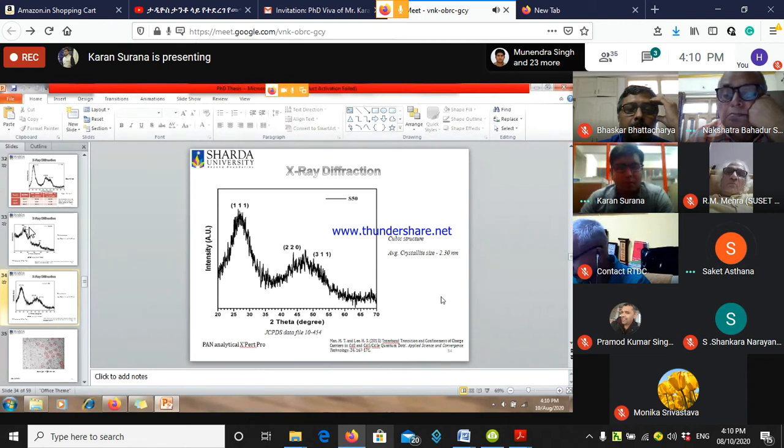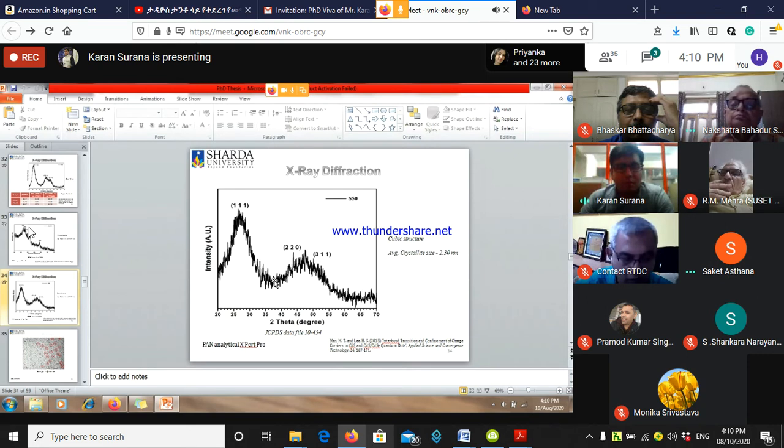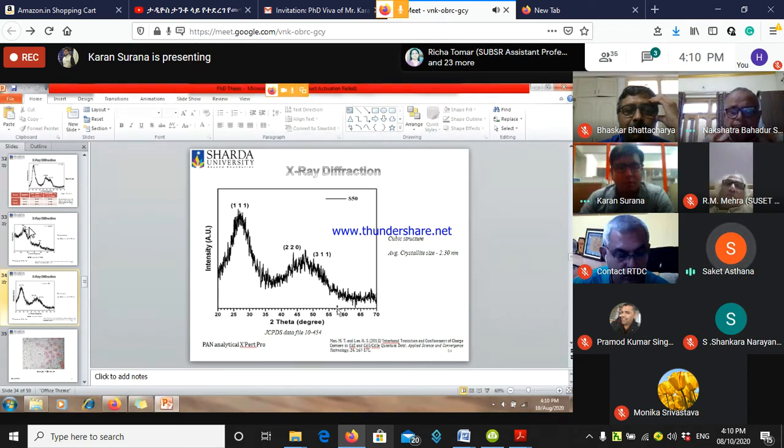Okay. So one thing is that here you are mentioning this 311, 220. Which one is the cubic? So 220 is the cubic one. What is the reason behind that? I haven't studied that. I actually saw it in the reference which is given here.